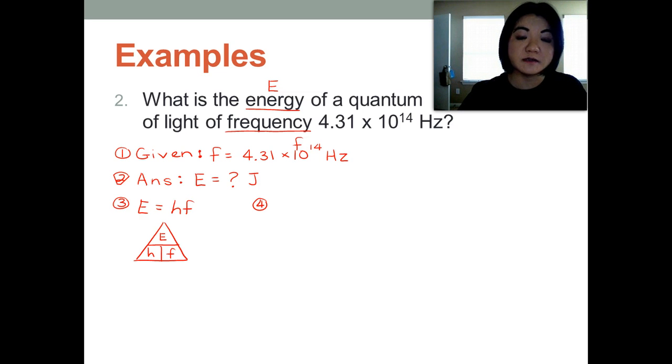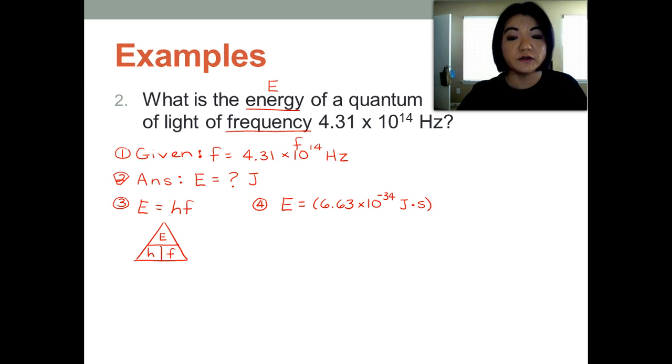So the fourth step is really just plugging everything in. E equals, now H is Planck's constant, and it's on the back of your formula chart if you don't remember it, and it is 6.63 times 10 to the negative 34 joules times seconds. Joules times second is just a combined unit, so don't worry too much about where we're getting that. Then we're going to multiply that by the frequency.